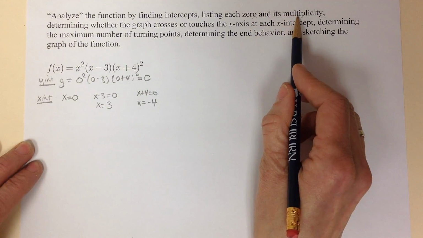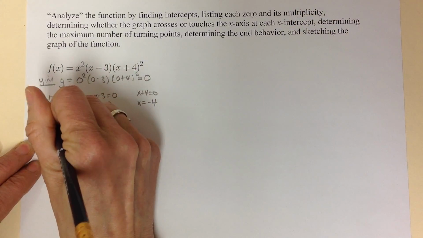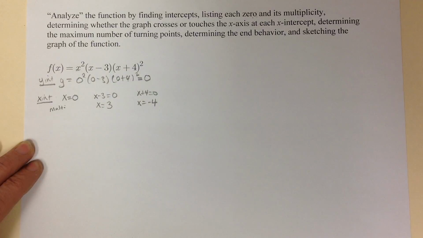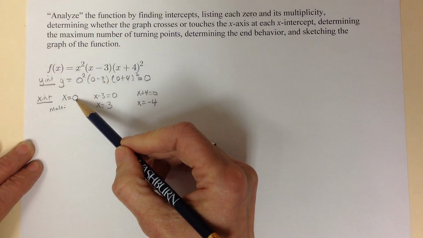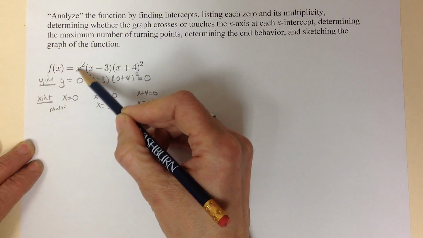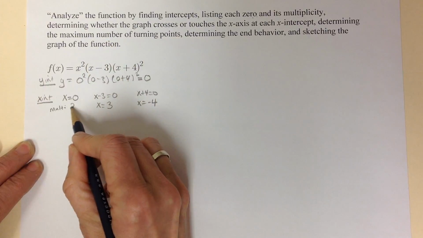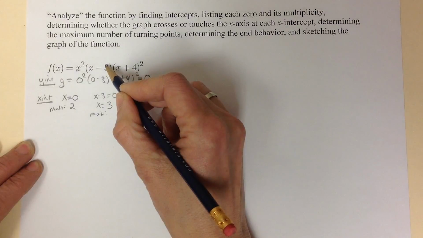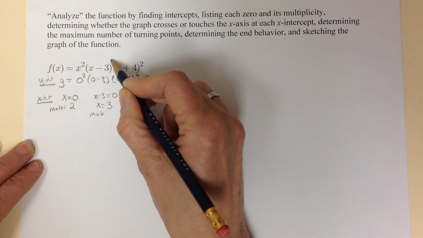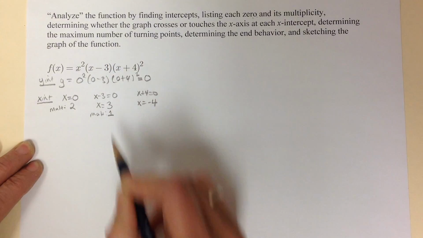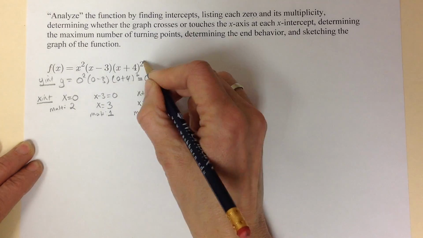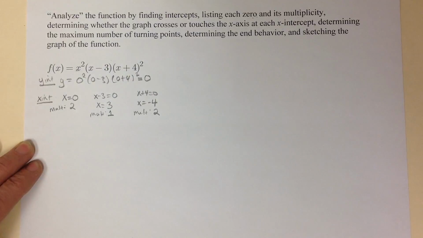So let's put the multiplicity with each of them. The multiplicity is the exponent or the power that came from the corresponding factor. So the factor was x and it was squared, so this has multiplicity 2. For the next one, the factor was x minus 3. There's no exponent written, so it's understood to be 1. And for the last one, the exponent of x plus 4 is 2.